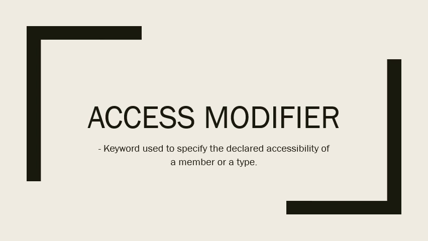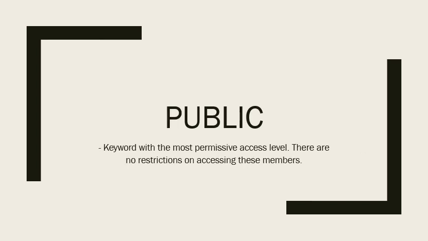Access modifier, keyword used to specify the declared accessibility of a member or type, such as public, private, protected. Public, keyword with the most permissive access level. There are no restrictions on accessing these members.